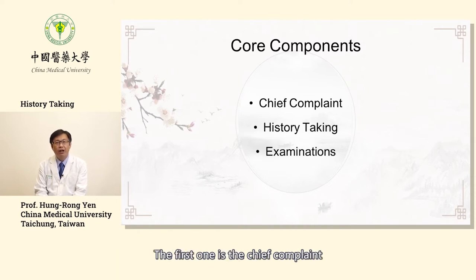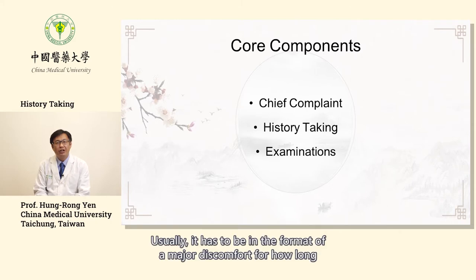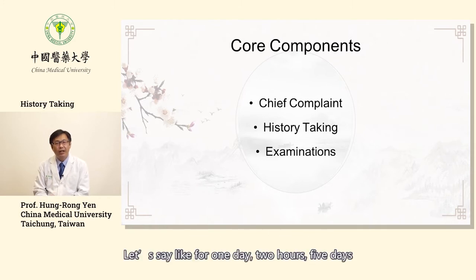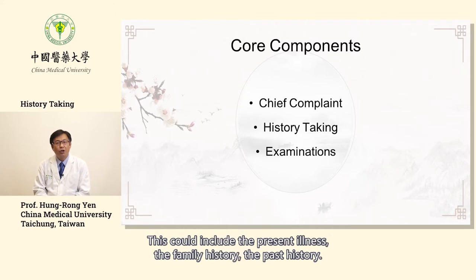The first one is the chief complaint. Chief complaint means the major discomfort of the patient. So usually it has to be in the format of a major discomfort for how long? Like for 1 day, for 2 hours, for 5 days. And history taking is the most important part, where you have to collect all of the information necessary to do the diagnosis. So this could include the present illness, the family history, the past history.